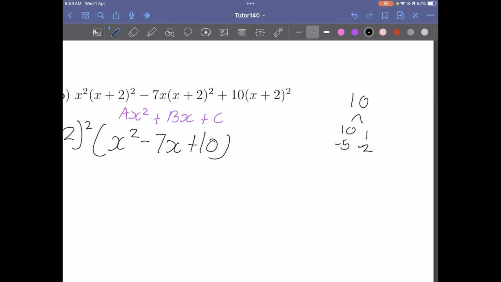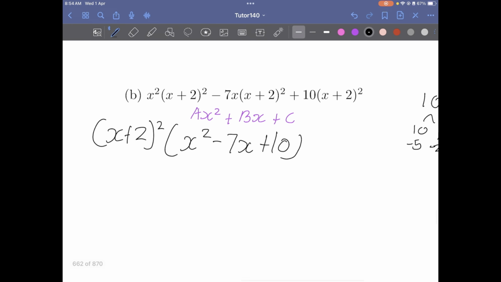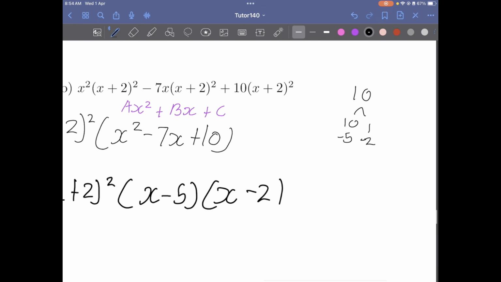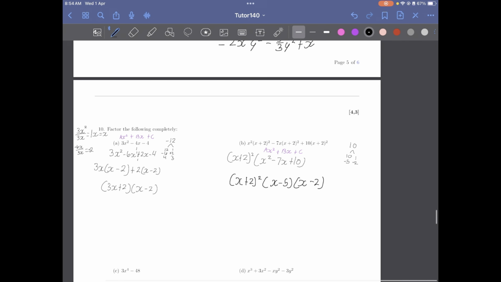Minus 5 minus 2 is negative 7. So we just take the shortcut and write that. So x plus 2 squared, x minus 5, x minus 2. And that's our final answer.